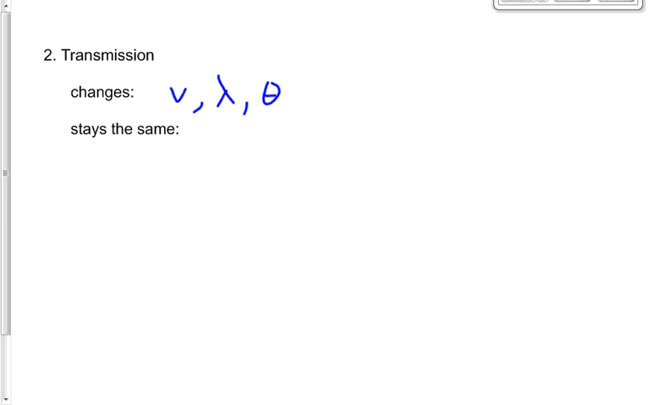If this is my boundary and it strikes it like this, it's going to change speed when it goes into the new medium, and it's going to change wavelength, but it won't change direction. If it strikes the boundary like this, it's going to change speed, it's going to change wavelength, but it's also going to change direction. If it goes in at an angle, the direction will change as well. And that's a result of the speed changing, right?